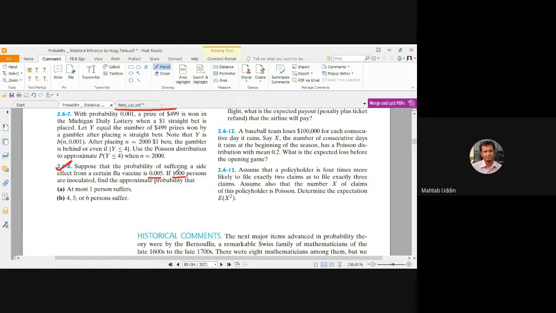Now, one thing. You can get N and P, but we are not using the binomial distribution, but we will use the Poisson distribution to find the probability at most one suffers, 4, 5, 6 persons suffer. But why we are using the Poisson distribution but not the binomial distribution? Any idea? What is your idea? Why we are using it?